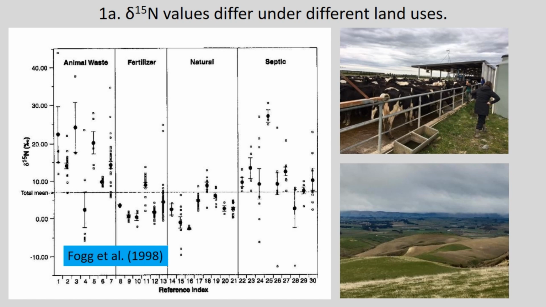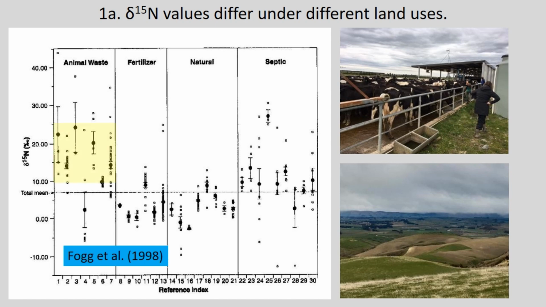So you can see over here, there's the delta 15N, the heavy nitrogen concentration. And this is in a paper by Fogg et al. 1998, where they looked at a number of different sites that had different types of land use. So this panel here was only animal waste. So this could have been a feedlot. Fertilizer, this could have been a place where they grew crops, no animals. This is natural. This could be like in a forest. And these are septic systems.